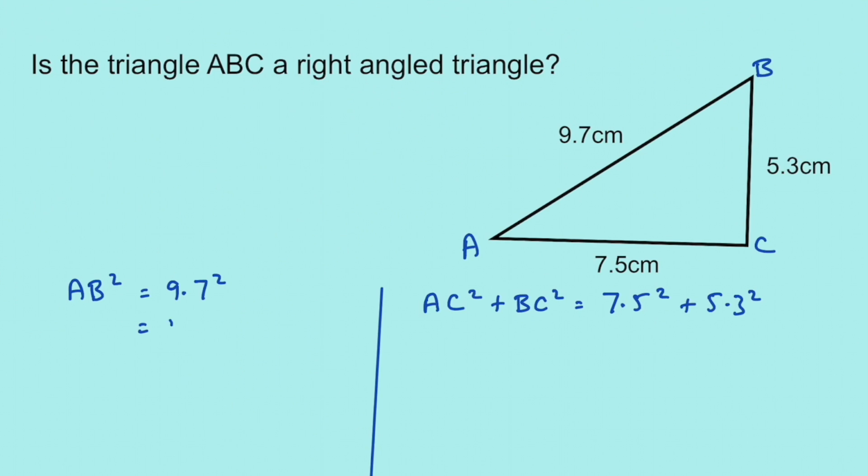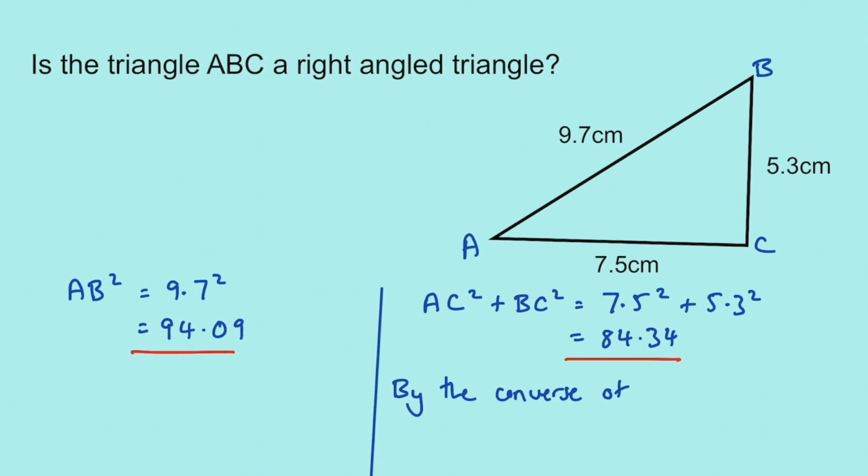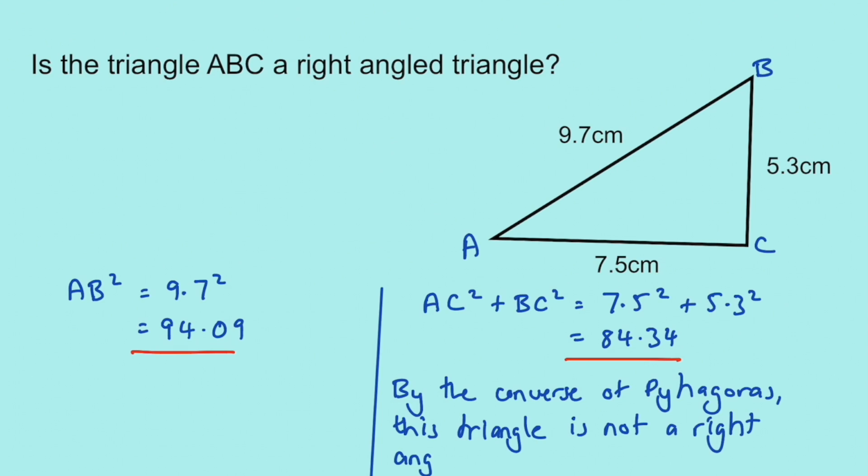When we use our calculators, we find out that our two answers are 94.09 and 84.34. So we can see in this case that these two values are not equal. So the statement that I would write is by the converse of Pythagoras, this triangle is not a right angled triangle.